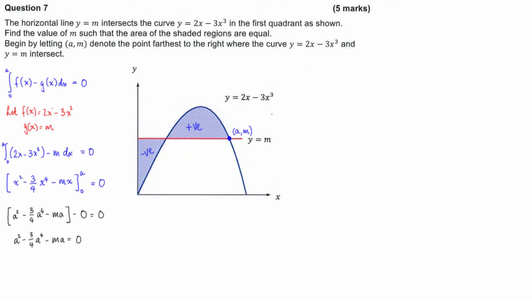So the next step that I think a lot of kids would have trouble with, or not trouble understanding, but picking up on the fly in an exam, under the pressure cooker situation that is an exam, is recognizing that this point (a, m) that they give us in the hint, not only is it our upper bound of our integration, but it also lies on the curve y equals 2x minus 3x cubed. So I can sub in these two points into this function. So if this lies on that, it's perfectly reasonable for me to say, therefore m has to be equal to 2a minus 3a cubed.